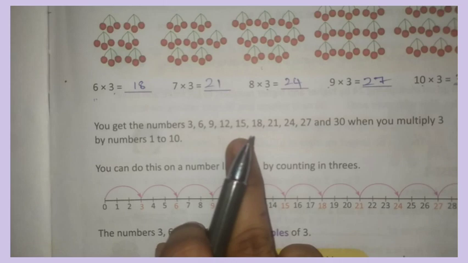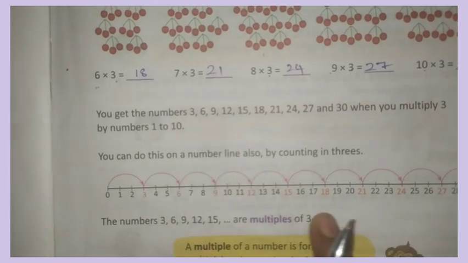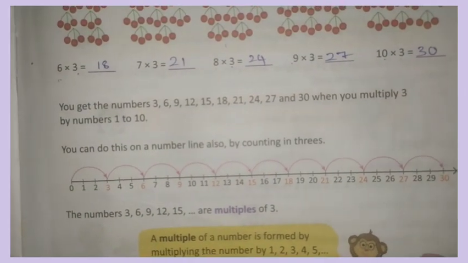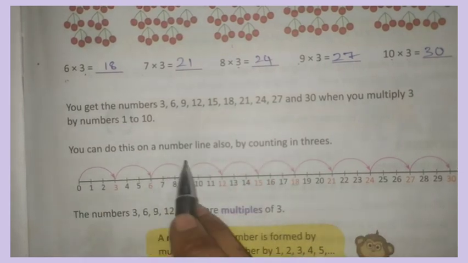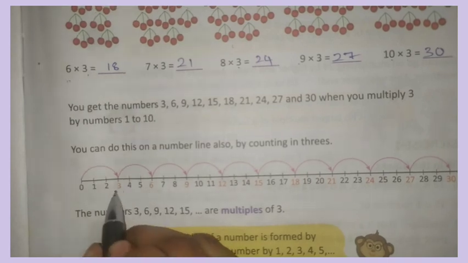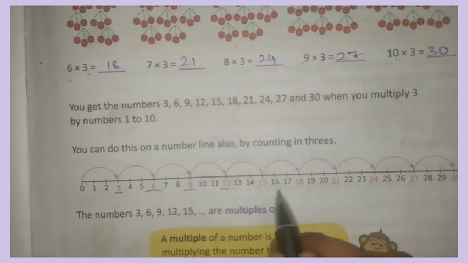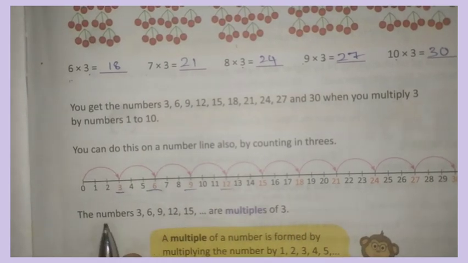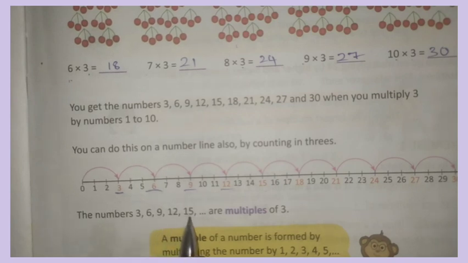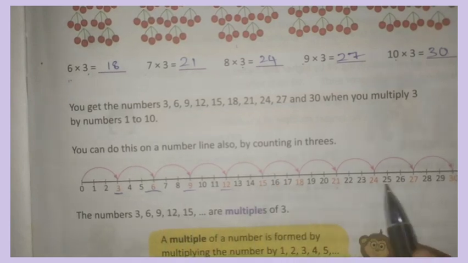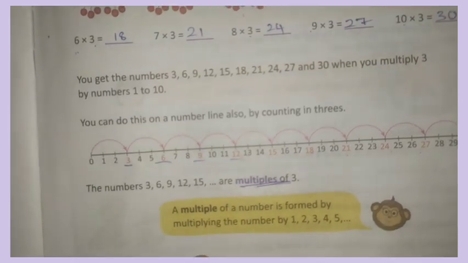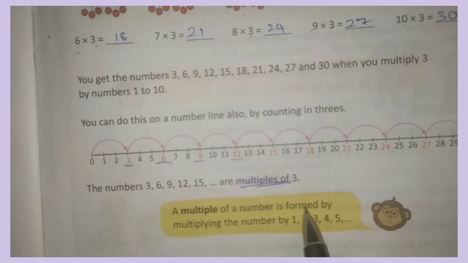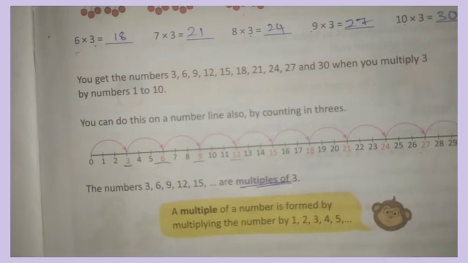We can find the multiples by using a number line also. You can do this on a number line by counting 3s. By counting 3s we can find multiples of 3. The numbers 3, 6, 9, 12, 15, 18, 21, 24, 27, 30 are the multiples of 3. A multiple of a number is formed by multiplying the number by 1, 2, 3, 4, 5, 6, 7 and so on.